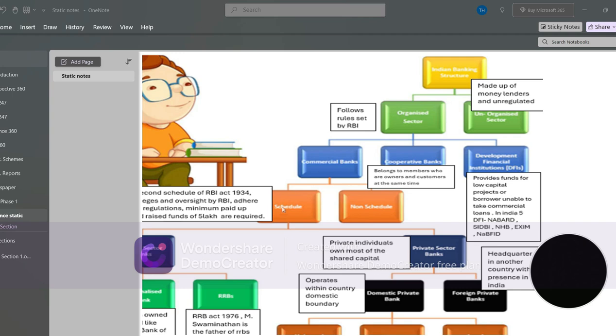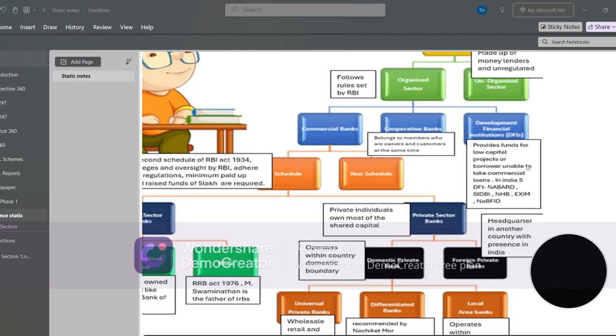The commercial bank has two parts, scheduled and non-scheduled. Cooperative banks are basically banks which belong to the members, who are the owner and customer at the same time. And development financial institutions are institutions that basically provide funds for capital projects or to borrowers who are unable to take commercial loans. There are five DFIs in India: NABARD, SIDBI, NHB, EXIM, and NAFID.